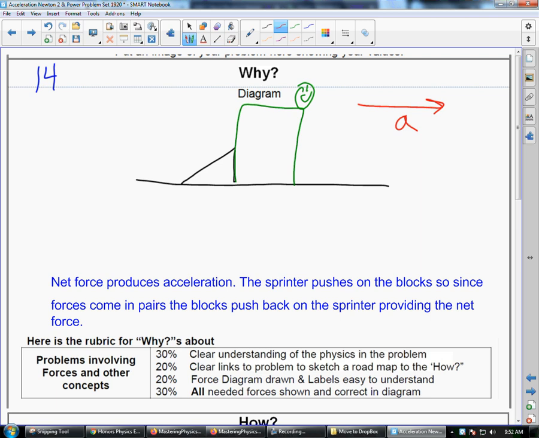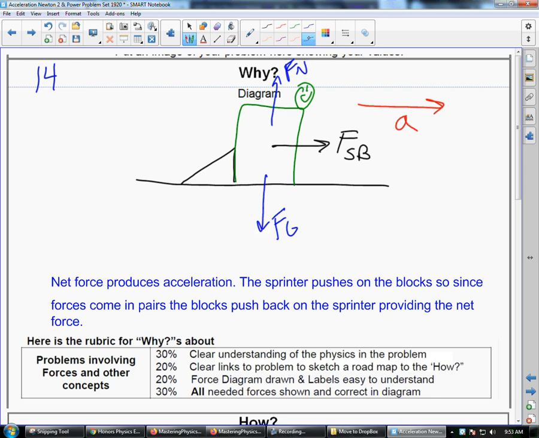There are a couple other forces going on here. The sprinter's on the Earth, so it must have a force of gravity, and therefore has a normal force. We don't really care too much about those. What we care about is this force on the sprinter from the blocks, because that's the one that's going to be pointing in the direction of acceleration, providing the net force.